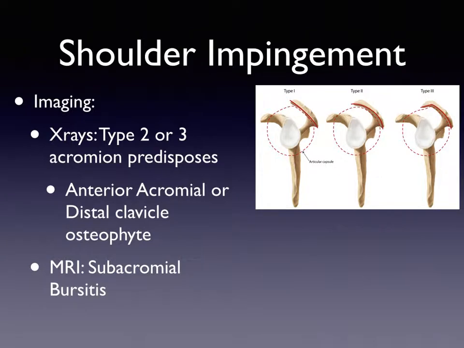When we look at radiographs or x-rays, we will find, as we look from the illustration there from left to right, that the bone highlighted in red becomes progressively hooked. The more hooked the bone is, the more likely it is to pinch the structures in the shoulder, and that's what we call a type 3 acromion or a hooked acromion. Often if we obtain an MRI, we'll see bursitis in this acromial region, or the space occupied underneath that hooked bone.